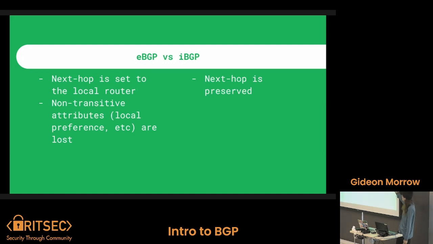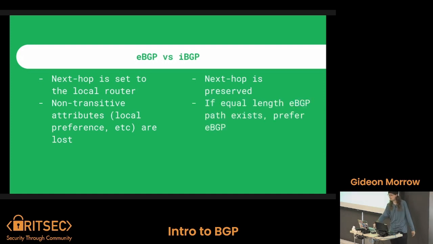For iBGP, the next hop is preserved because it's full mesh. And if it's equal length, which is something that always kind of gets me at least, if an equal length BGP path exists, it'll prefer the external path. And that's because it avoids looping and other bad things. It makes things more stable.